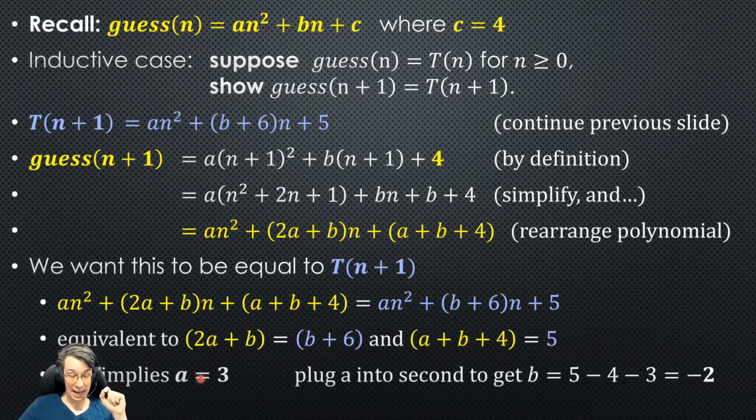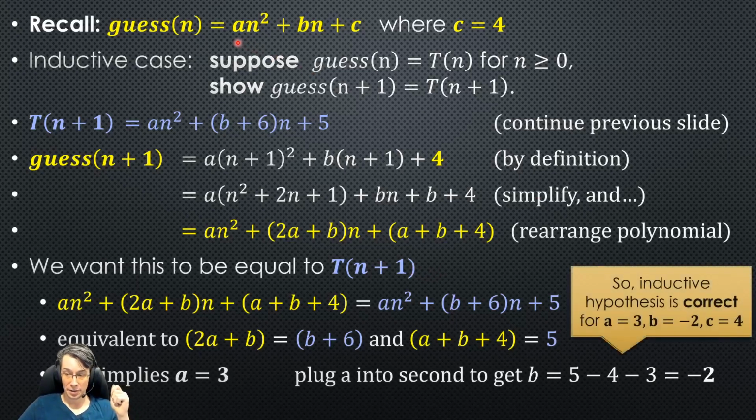So we can see, actually, this proof works out if a is 3, b is negative 2, and c is 4. That proves that our guess is correct. And the final answer, with all the missing a, b, and c filled into our guess, is 3n squared minus 2n plus 4, and that's actually the exact same expression that we solved for explicitly by unrolling and guessing a closed form expression in the previous approach.